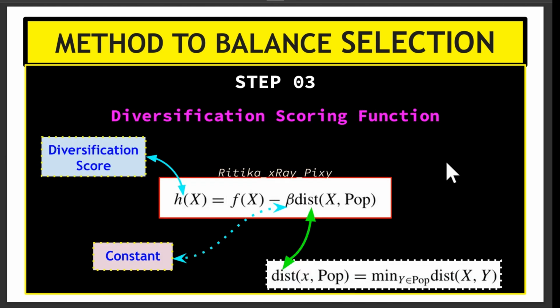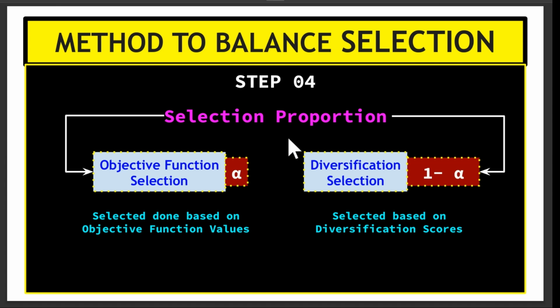So here we will generate a score, that is the diversification score. Using the diversification score function, we will generate the score, and here you can see this is the distance between solution x and the closest solution in the population. Next you can see beta, that is a constant. It controls the trade-off between fitness and diversity. Then we have the selection proportion.